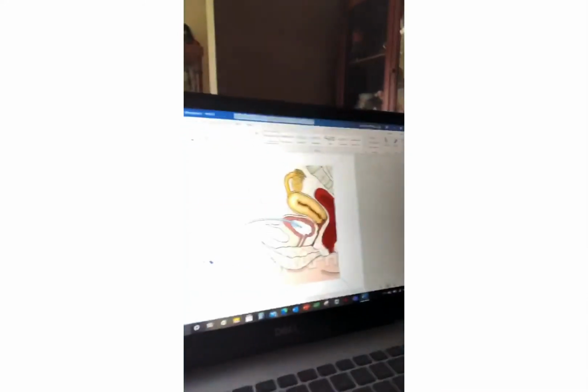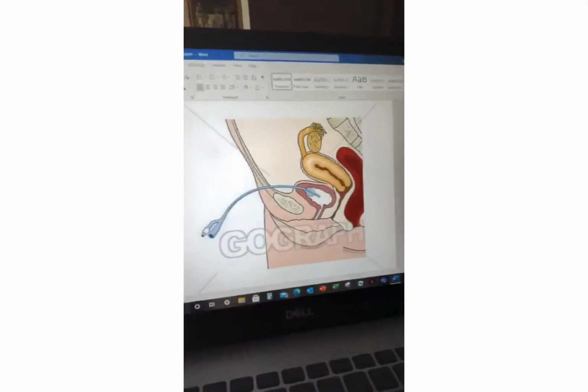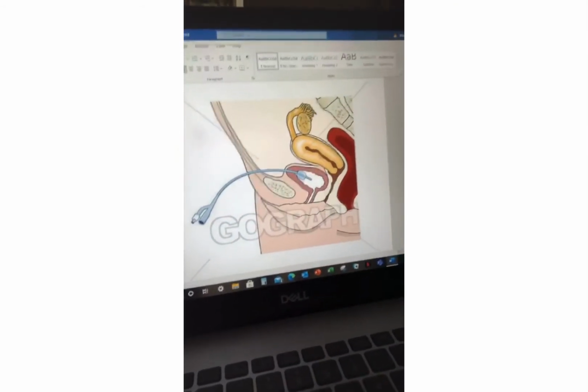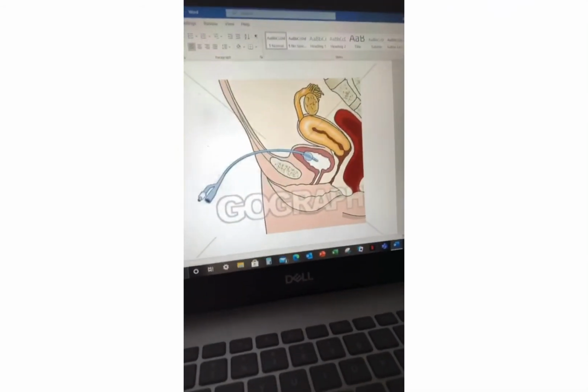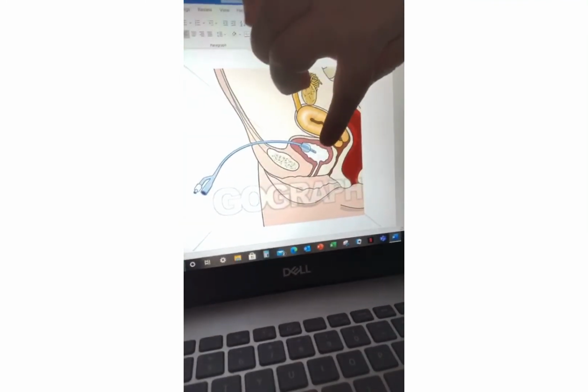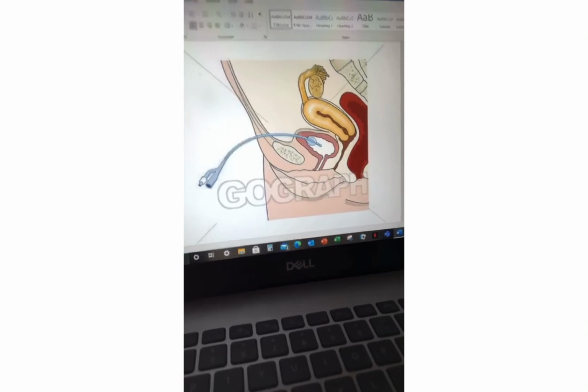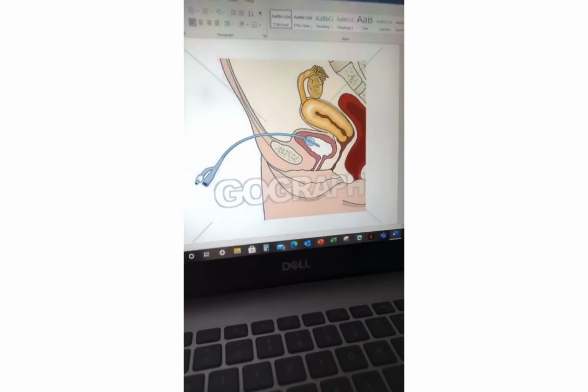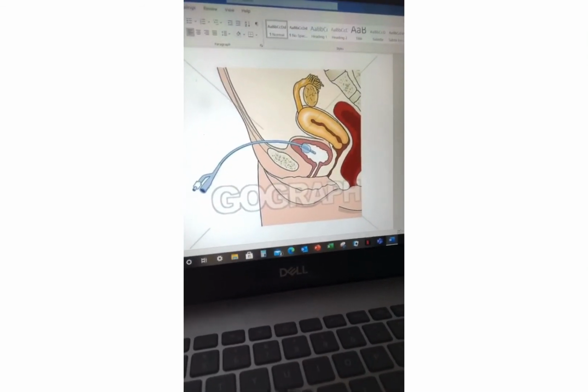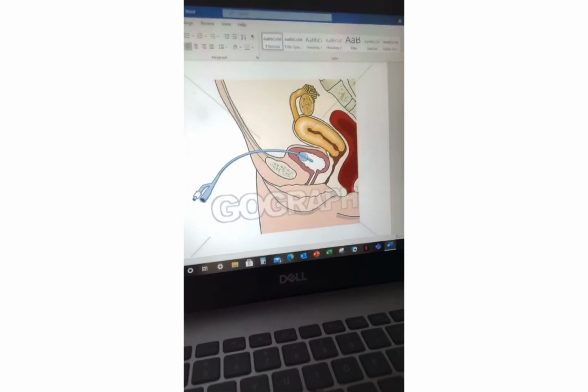Here is the first one, and it just shows what a suprapubic catheter looks like. So the blue tube is going directly into the bladder to relieve any urine that may be stuck in there that the patient cannot avoid on their own, which is due to the multiple sclerosis seen in the patient.